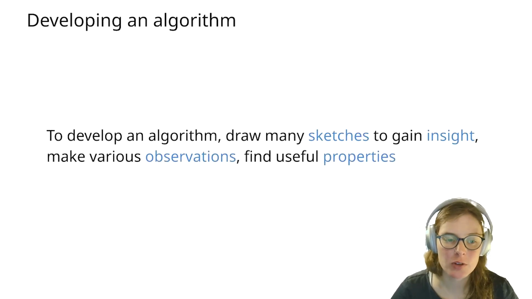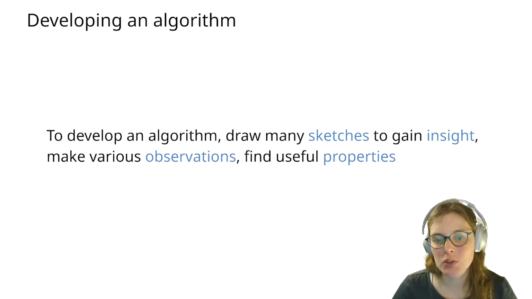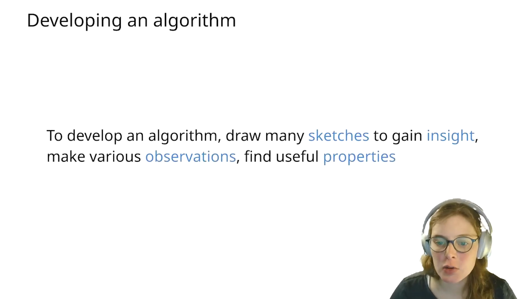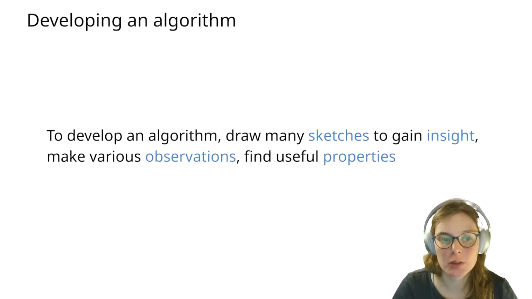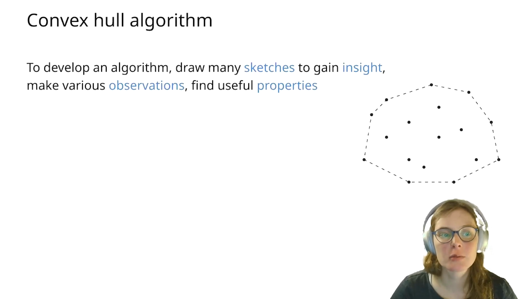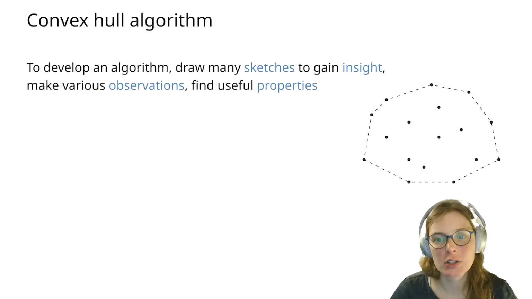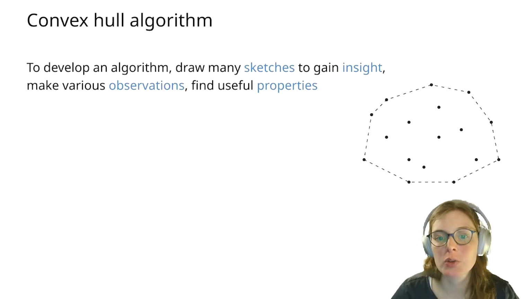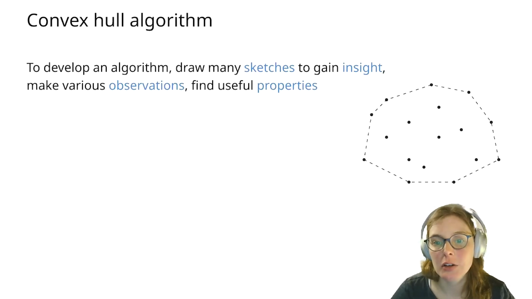When you are given a new geometric problem to design an algorithm for, we suggest that you start by drawing many different sketches to gain insight into the problem, make various observations, find useful properties based on which you can develop the algorithm. So let's see an example of how this process would work. For the convex hull algorithm, we want to draw a lot of sketches, gain insight, make observations, and find properties that will be useful when we will be developing algorithms.